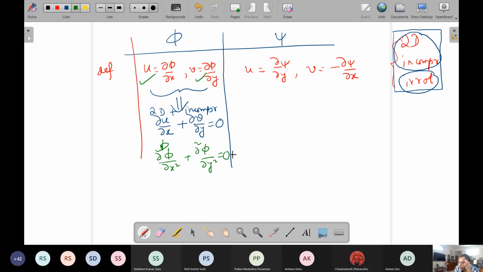Yes, you check. So what I have done is I have put in both the definitions of u and v in terms of phi in the two-dimensional incompressibility constraint. So this is a two-dimensional template of a more general three-dimensional equation, which is called the Laplace equation.